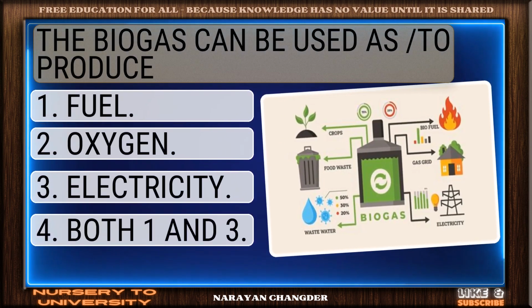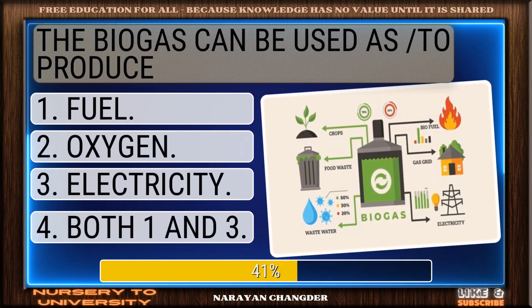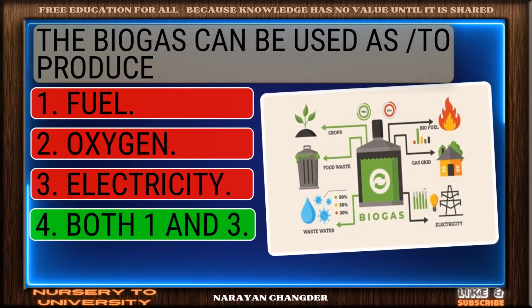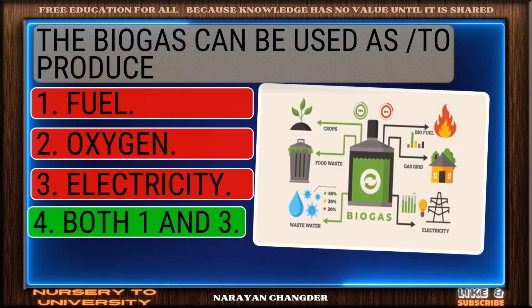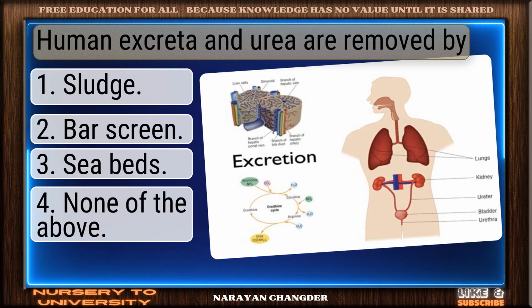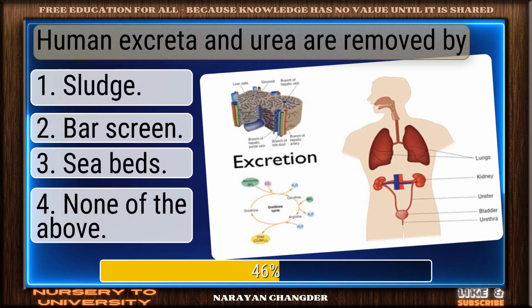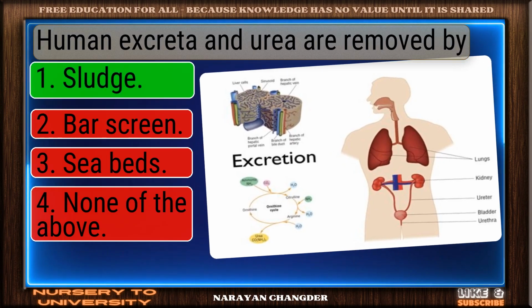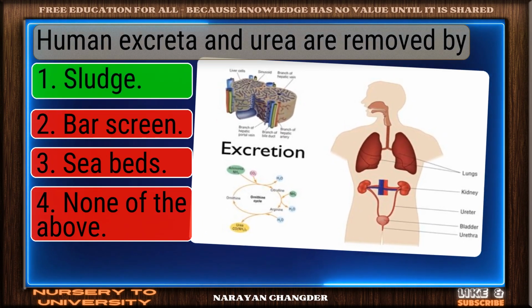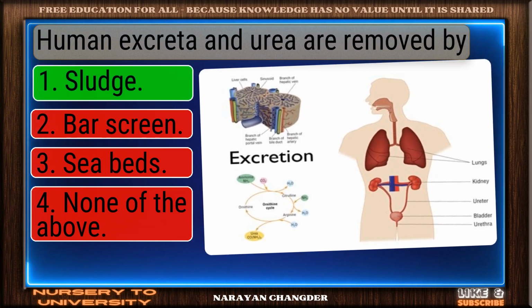Question number 92. The biogas can be used as to produce. You chose both 1 and 3, and it is correct. Question number 93. Human excreta and urea are removed by. Correct response. Sludge is the most accurate answer.